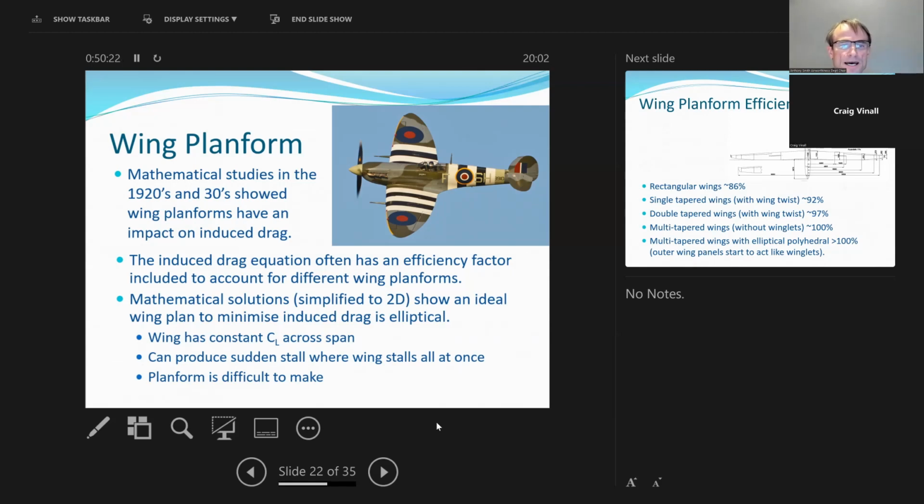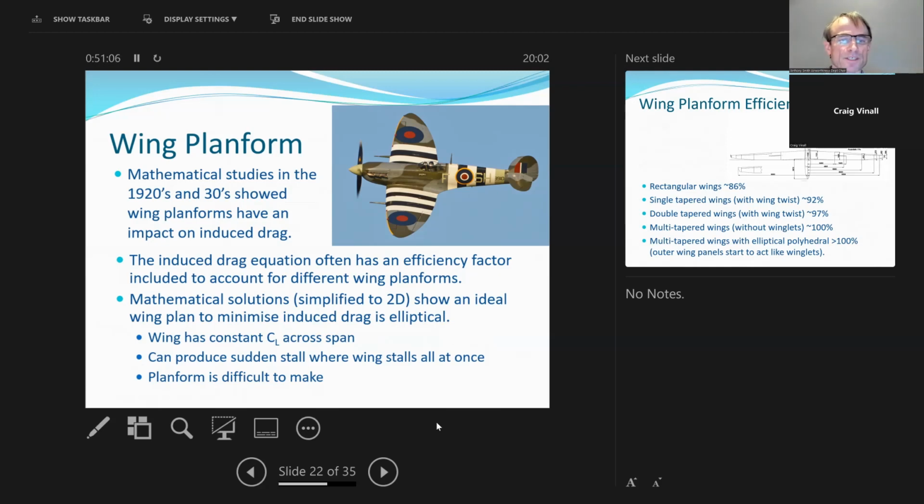And you often see it in the textbooks that the induced drag equation has an efficiency factor, an E factor, sometimes K. The mathematical solutions they came up with in the early 30s said that, with these simplifications and approximations, the ideal wing plan to minimise induced drag was elliptical. Hence, you got the design of a number of classic aircraft from that era, like the Supermarine Spitfire, with an elliptical wing. They were going all out to try and minimise the induced drag, particularly for a dogfighting aircraft when you're turning and burning, producing a lot of induced drag when you're loading up the airframe.